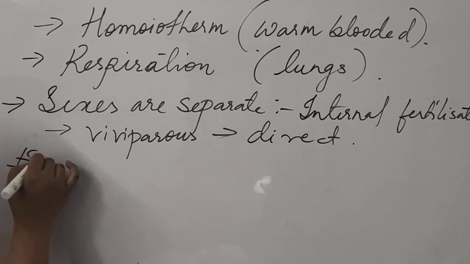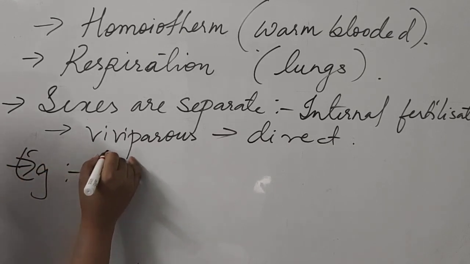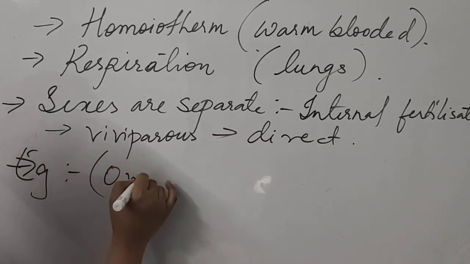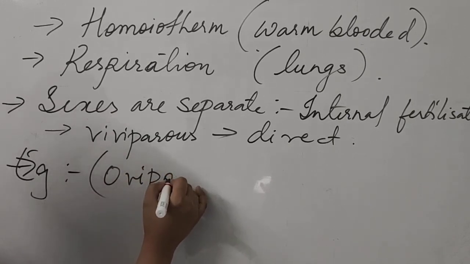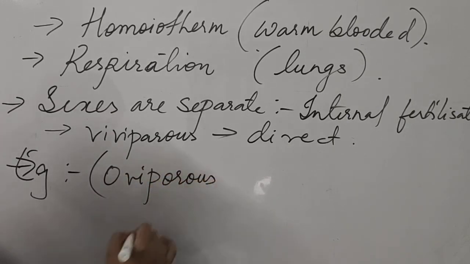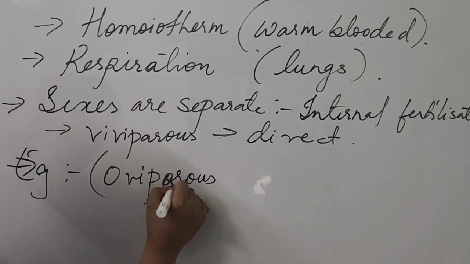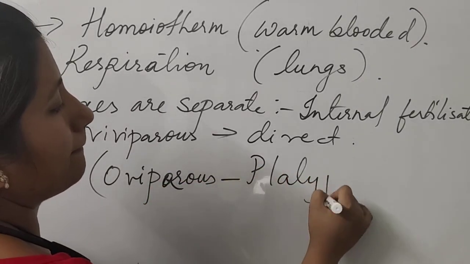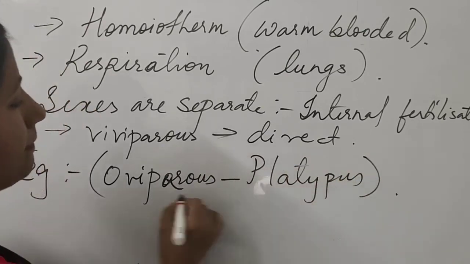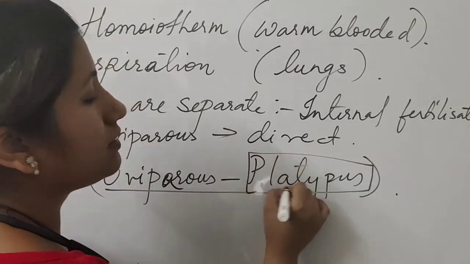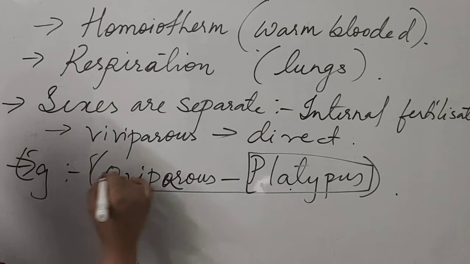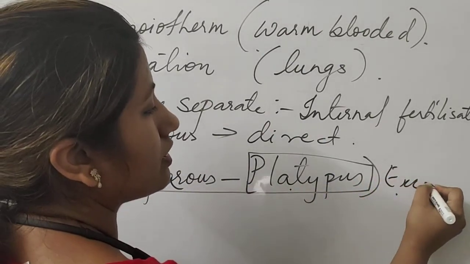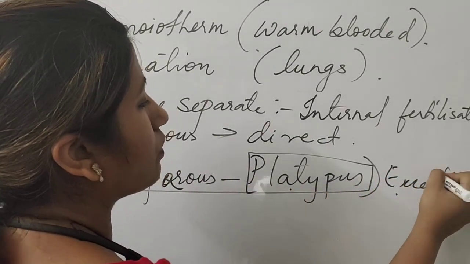See the example. There is one exceptional case of mammal which is oviparous, which can lay egg. Example is platypus. Platypus is a mammal, but it can lay egg. So this is an exceptional case. The rest of the mammals give birth to young ones.